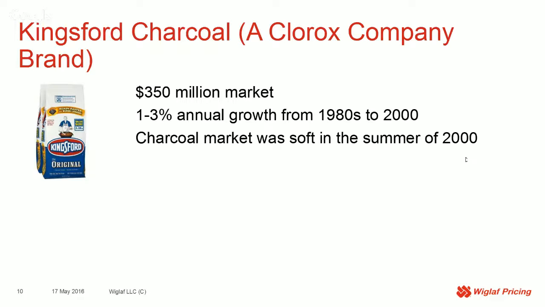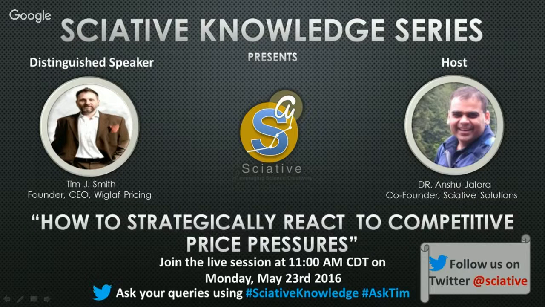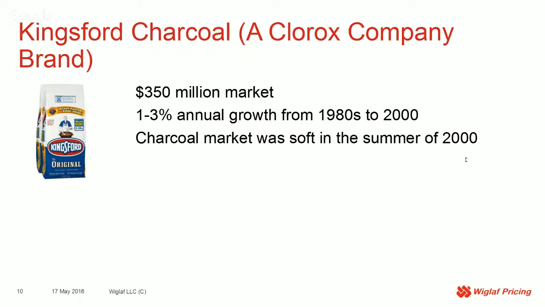Charcoal as a category wasn't really growing very fast, 1 to 3% annual growth. That is roughly the rate of growth of the U.S. population. Summer of 2000 came, and the charcoal market was kind of soft. It wasn't selling very well.